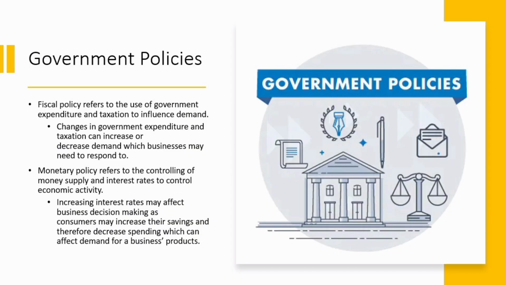Government policies. Fiscal policy refers to the use of government expenditure and taxation to influence demand. Changes in government expenditure and taxation can increase or decrease demand, which businesses may need to respond to. Monetary policy refers to the controlling of money supply and interest rates to control economic activity. Increasing interest rates may affect business decision-making, as consumers may increase their savings and therefore decrease spending, which can affect demand for a business' products.